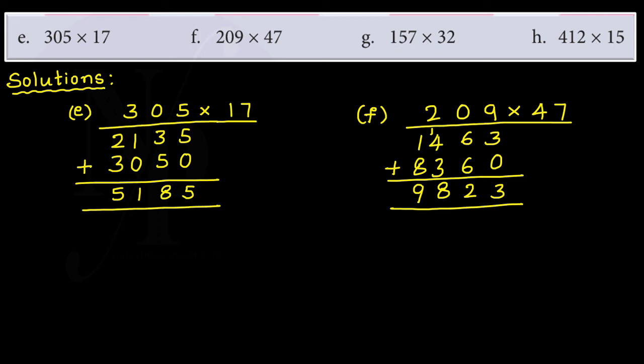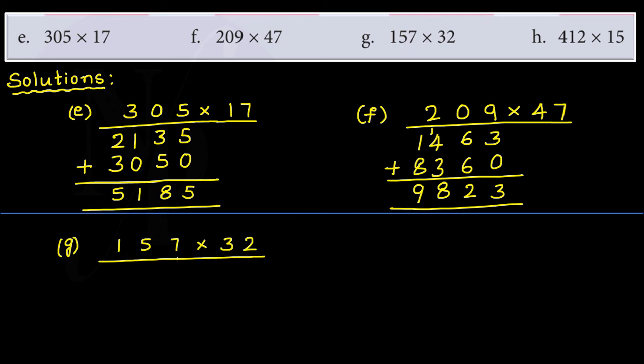G. We have 157 into 32. Let's write down and find the product. So the question is written here. Let's multiply now. So first we take 2. 2 7s are 14. 4 is written here. 1 is carried forward. 2 5s are 10. 10 plus 1 is 11. 1 is written here and 1 is carried forward. 2 1s are 2.